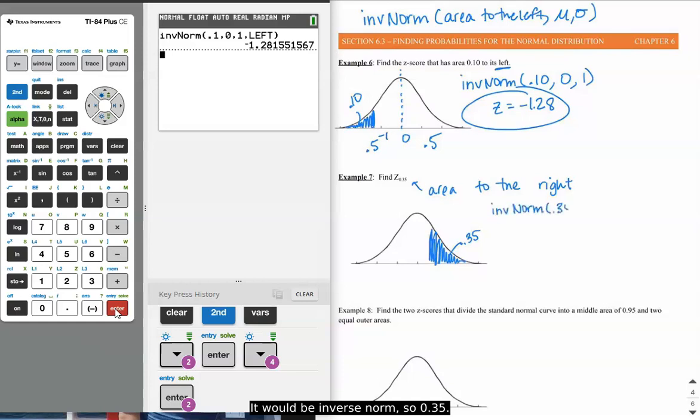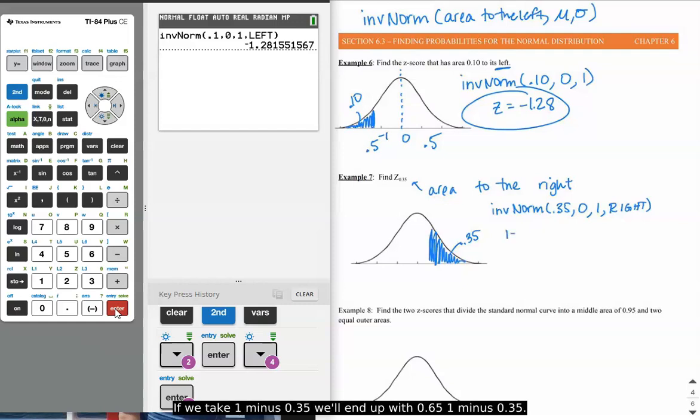So 0.35. You'd have your mean of 0, standard deviation of 1, and you would say this is to the right. Okay? If you have the newer version like I have on my emulator. Now, if you have the older version, we need to calculate the area to the left of this.